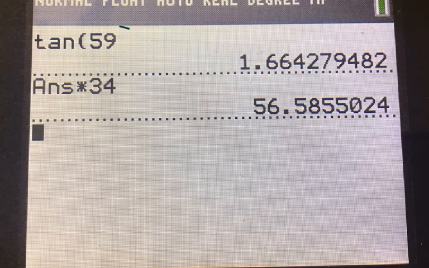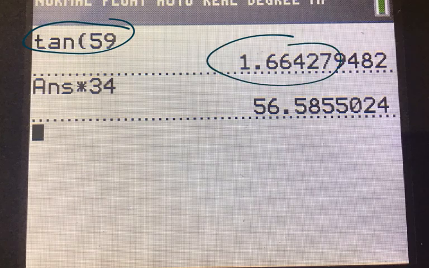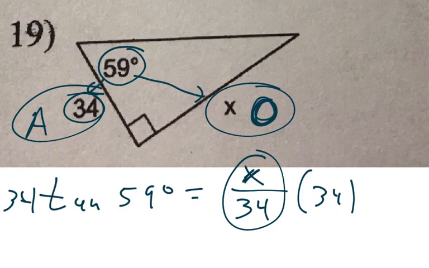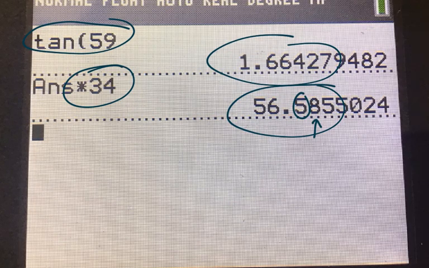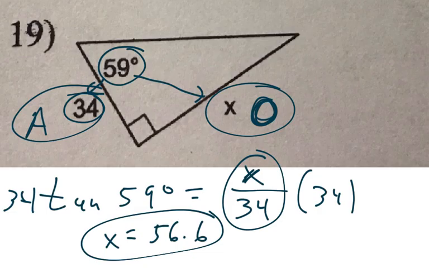Here we go. Tangent 59 times 34. The 8 tells me to round this 5 up to a 6. So x must be 56.6. Okay?